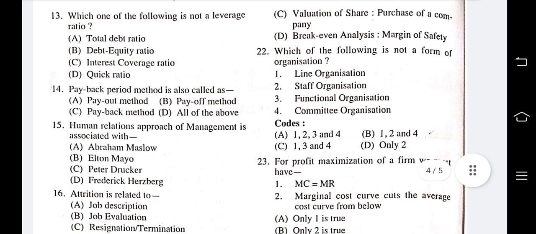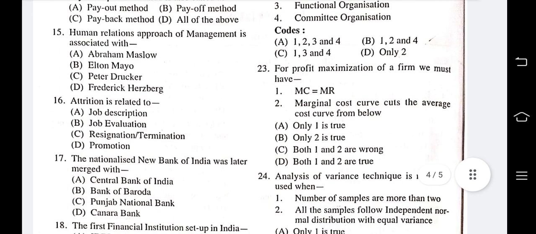Okay, next question is 16. Attrition means resignation, termination. So here the answer is C, resignation or termination. Attrition refers to a gradual but deliberate reduction in staff numbers that occurs as employees retire or resign and are not replaced. Okay, so the answer is resignation or termination.